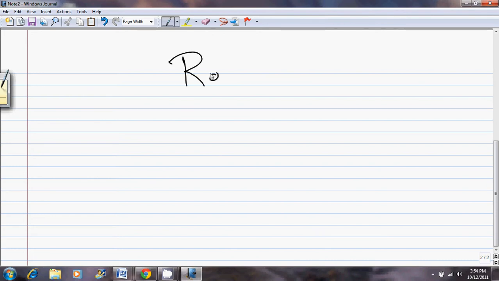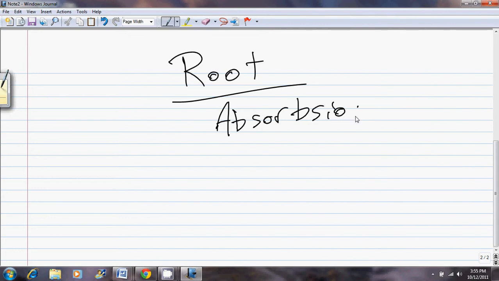The first plant structure we're introduced to in Lesson 3 is the root. And we know what roots do. Roots are there for absorption, and they also serve as anchors, so they hold the plant in place.